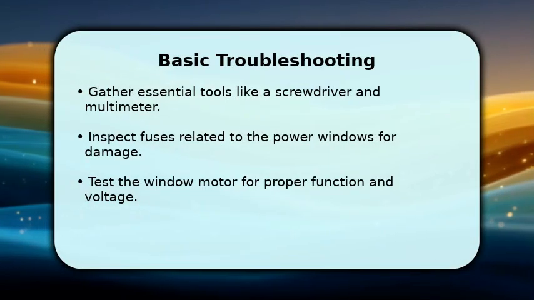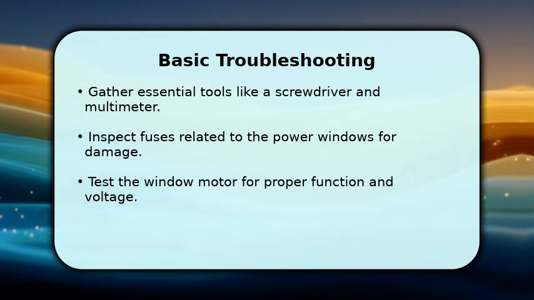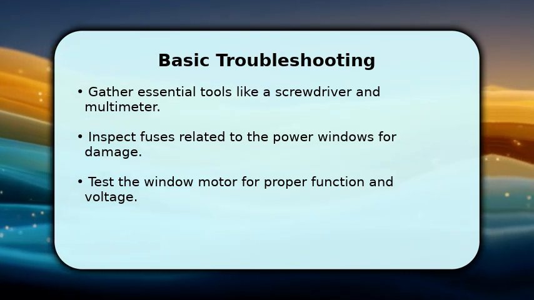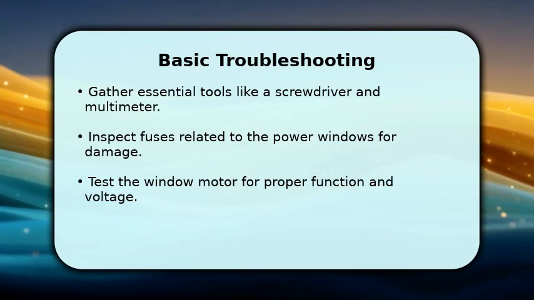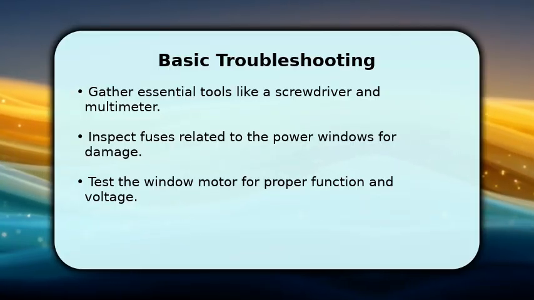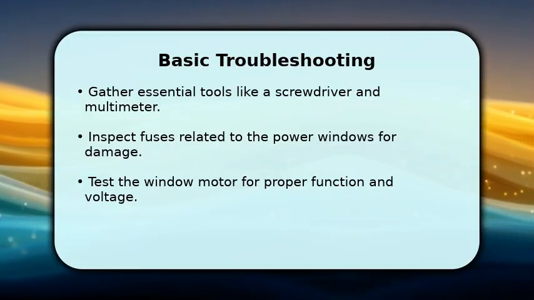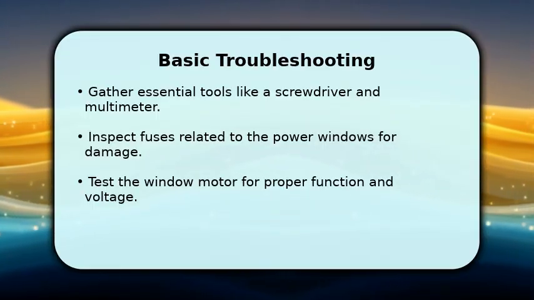Before diving deeper, let's cover some basic troubleshooting steps. You'll want to have a few simple tools on hand, including a screwdriver set and a multimeter. Start by inspecting the fuse box for any blown fuses that control your power windows. Then, use your multimeter to test the window motor directly, ensuring it receives the correct voltage when activated.